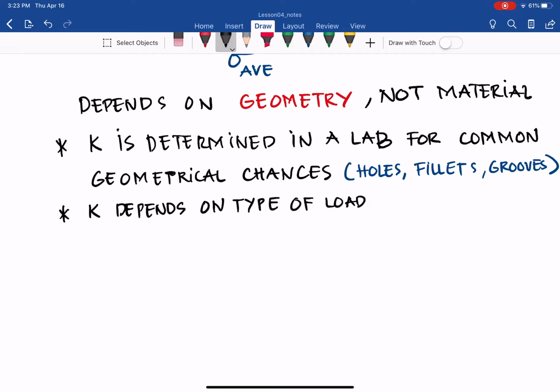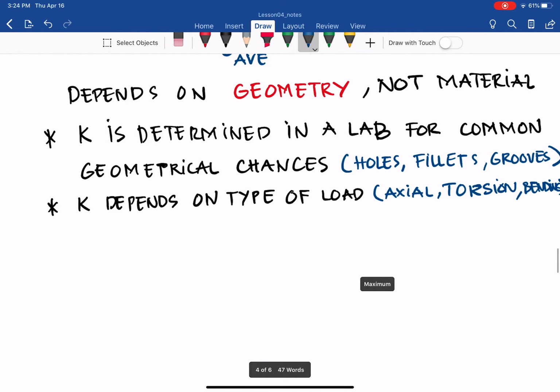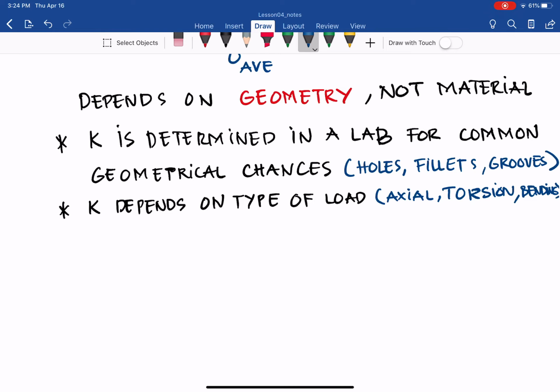What type of load do we normally consider? For example, axial load or torsion, which we will go into and discuss this semester as well. Torsion, so basically that is a torque, a moment, torsion, bending moment. Okay, so those are the factors that we have when we consider the K: geometry changes and type of load.